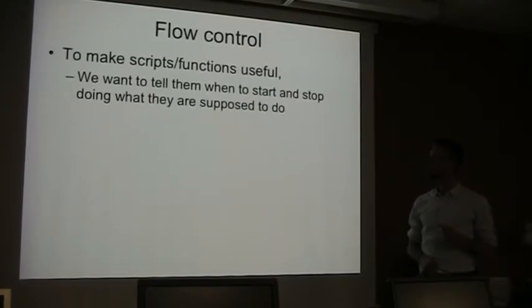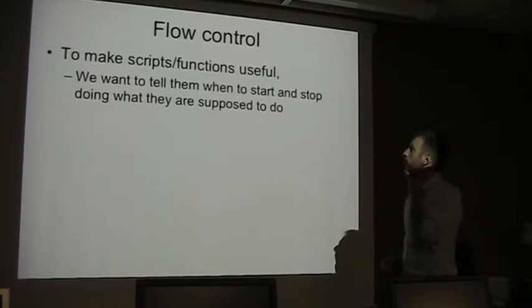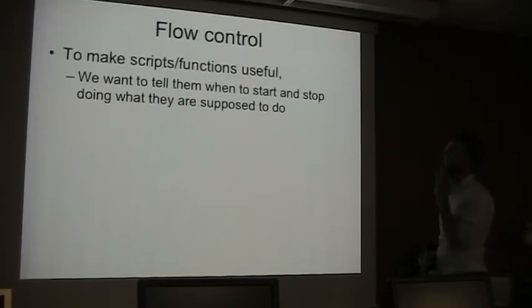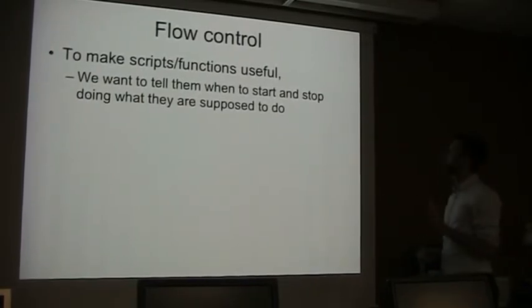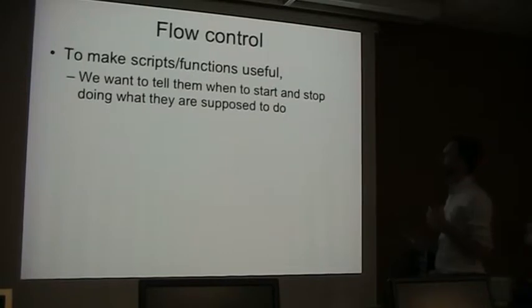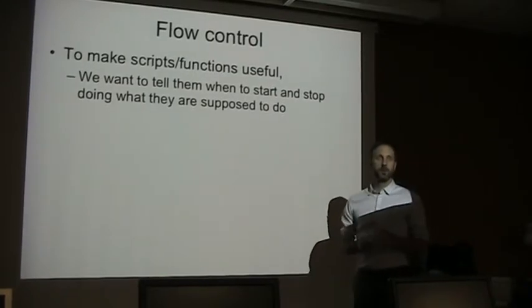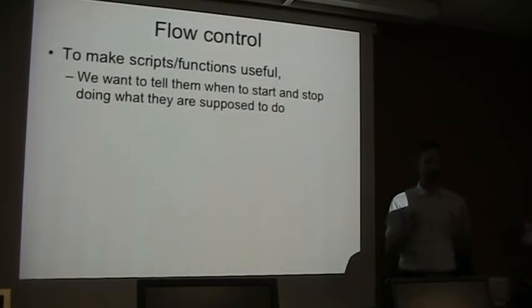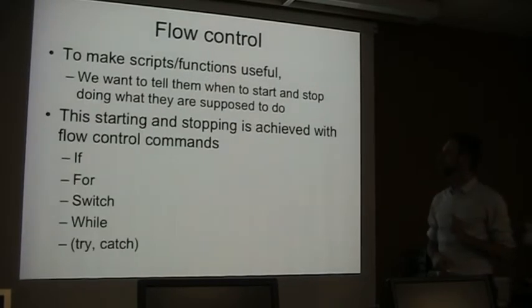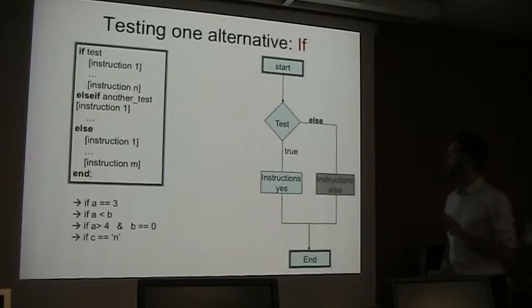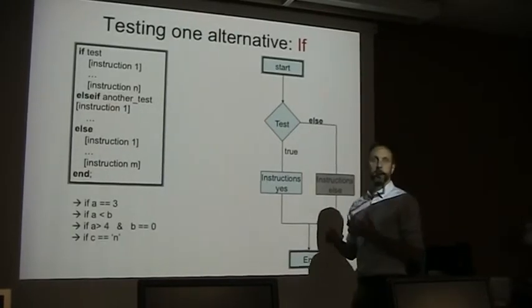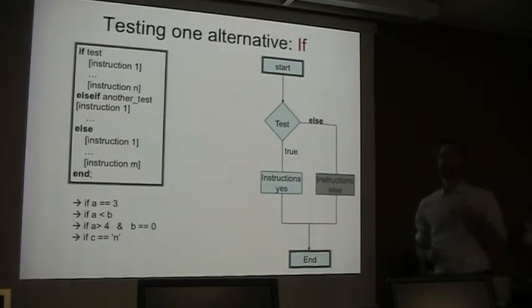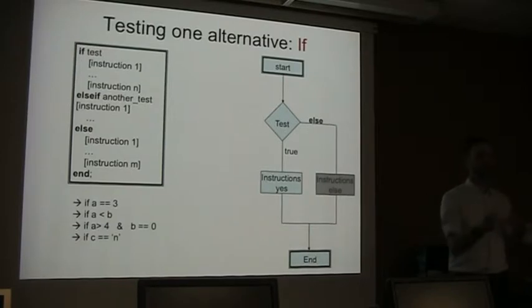Okay. Flow control refers to telling Matlab when to start or stop doing whatever it is supposed to do, for example, running a script or some command. And so we're going to start in this order. We're going to look first at if, which is pretty straightforward. The name tells it: it tests between two different alternatives. It tests whether one alternative, for example, is true.